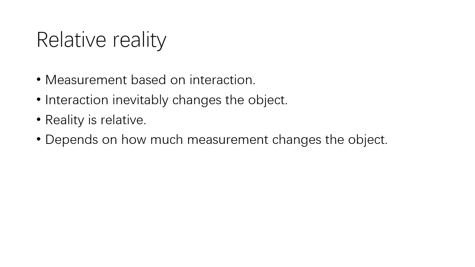In standard interpretation, measurement is based on interaction. Depending on the robustness of the object, information extracted from the interaction is relatively reliable. Or measurement-based reality is relative. The relativity of reality can manifest as credibility or precision, as in everyday life.